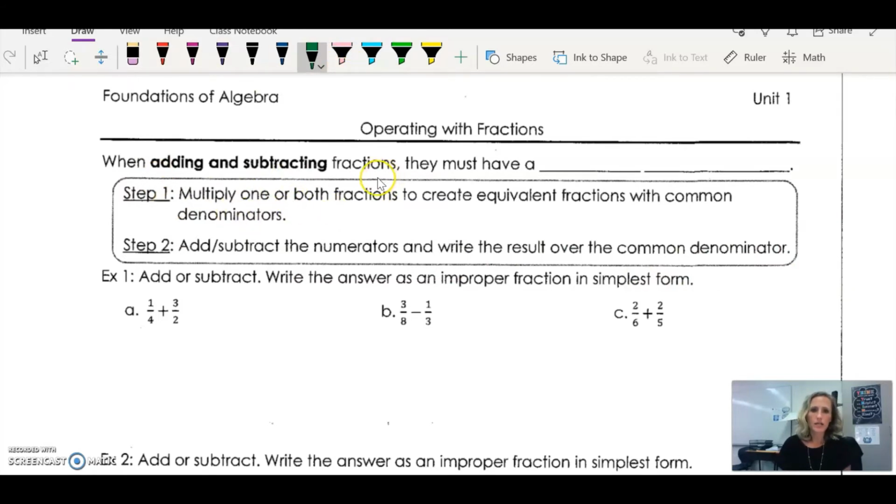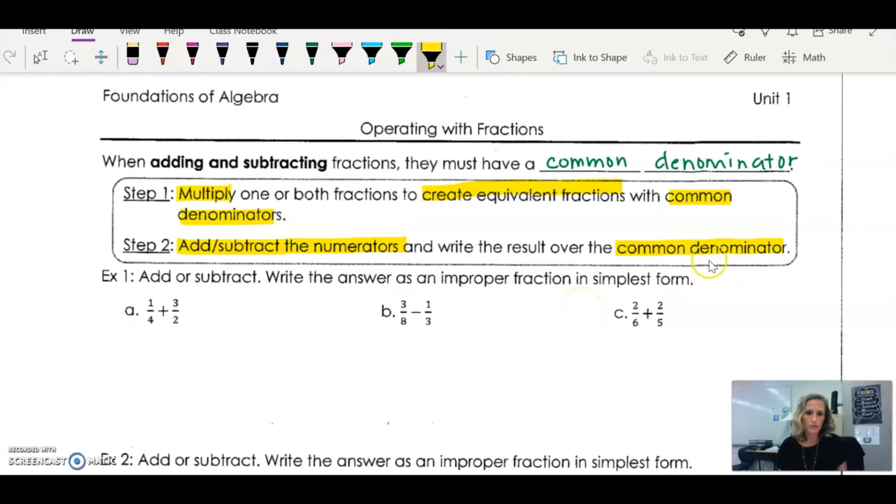When you're adding and subtracting fractions, they must have a common denominator. We'll look at the fractions that we're adding, and if they do not have the same denominator, we will multiply one or both of the fractions to create equivalent fractions with common denominators. Okay? And then after that, we'll add or subtract the numerators, and we'll keep that common denominator on the bottom. So after we get a common denominator, that common denominator will carry through to the end of the problem. And then at the very end, we'll simplify if possible.